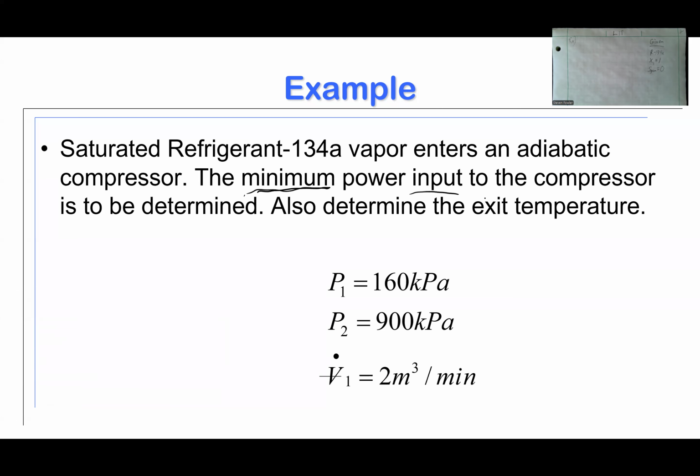Right? So again, what is the adjective telling you? Don't get stuck on minimum and maximum. Think about whether that is telling me that's the best version of this device. The compressor that requires the minimum input is the best possible compressor. That is the reversible compressor. That sets the limit. So again, we want to determine the minimum power input to the compressor, and we want to determine the exit temperature of this compressor.